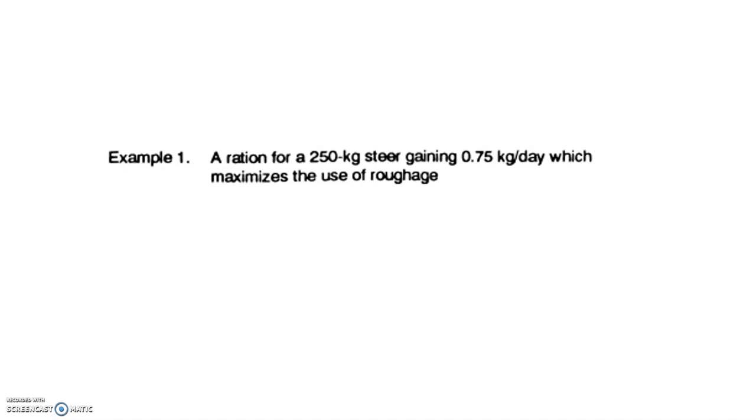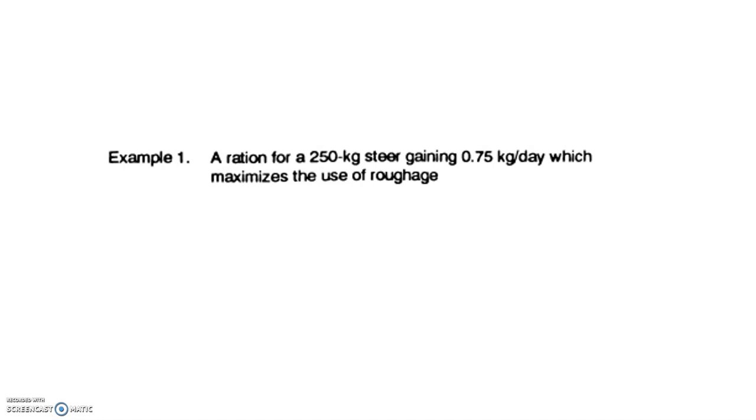Hello, so this video is just a guide on how to formulate a ration. By the way, a ration is a combination of feeds, more than one. So it can be two kinds of feed given to our ruminants. For example, we provide them a roughage and we also provide them concentrates. So that combination is what we call a ration.